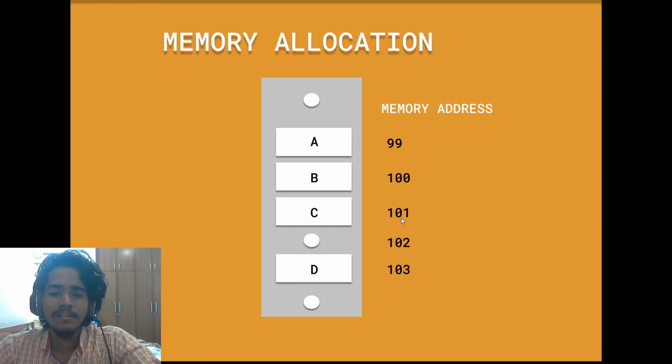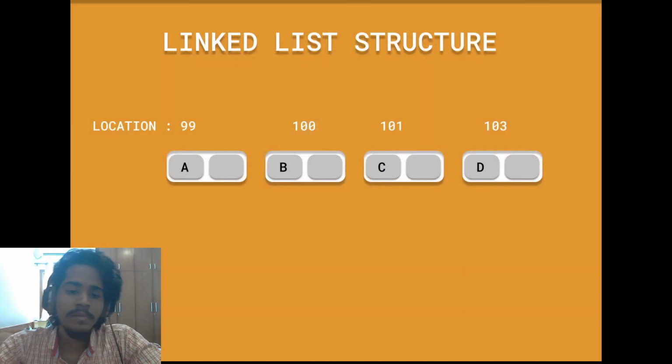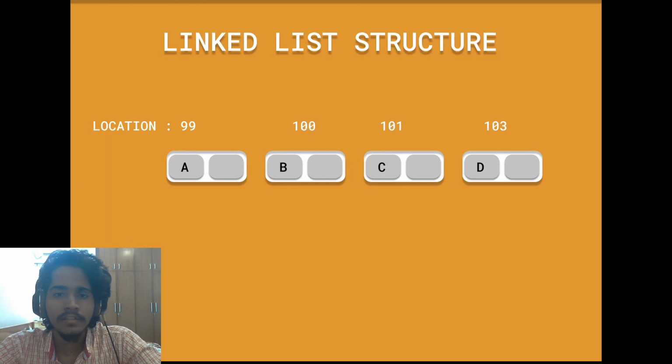This is where linked lists come in. Consider this image. Now here we have the four objects A, B, C, D along with their locations in the memory space. This is how the linked list structure works. The next of A's node will contain the location of B, that is 100. Similarly, B will have the next value to be 101 and so on.